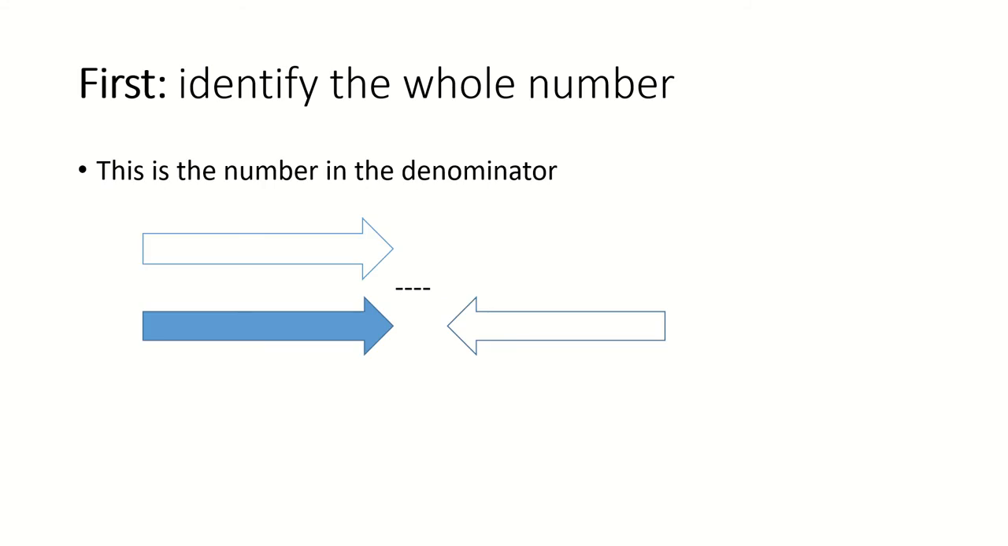First, identify the whole number. This is the number in the denominator. Remember, a numerator is the top number. The denominator is the bottom number. The whole number is also considered the denominator. Here we have a ratio of 4/20.